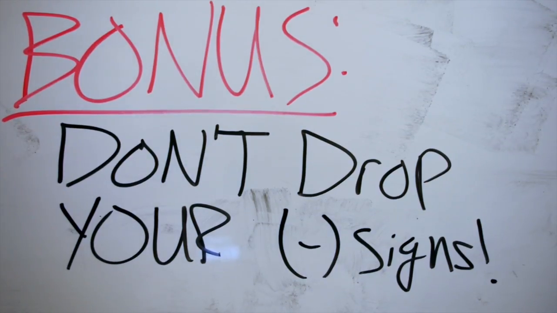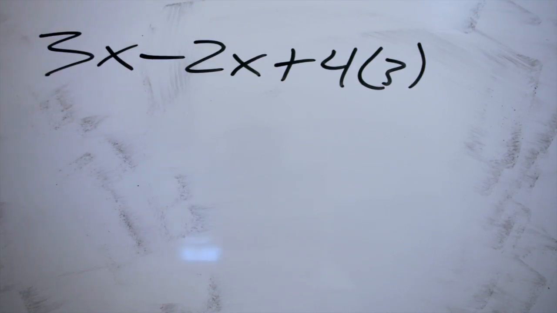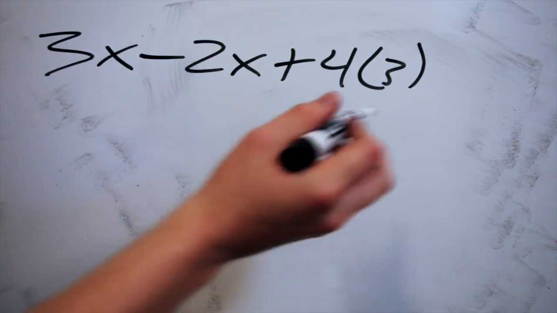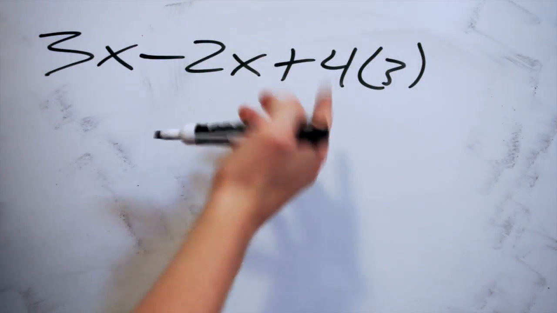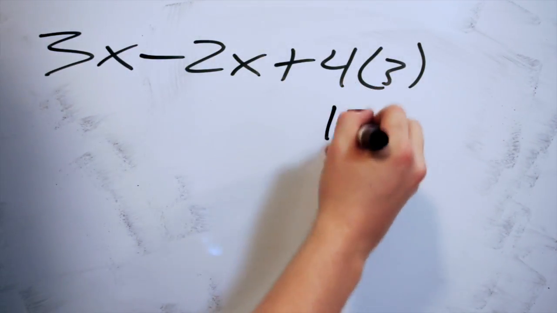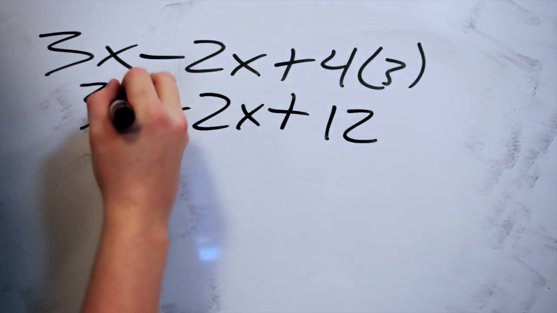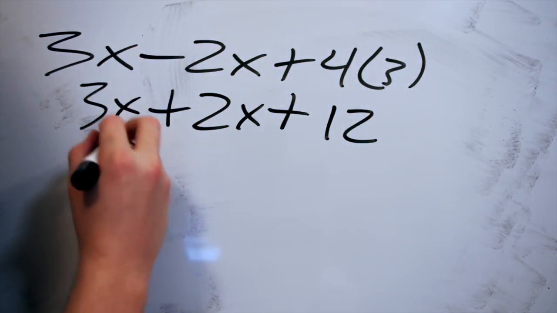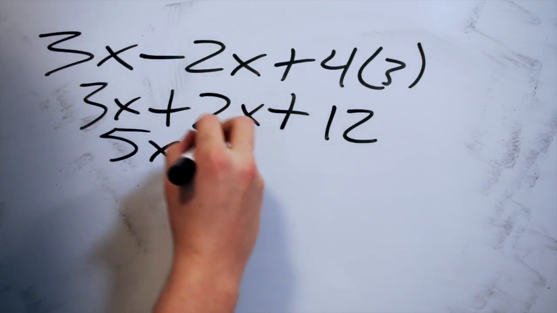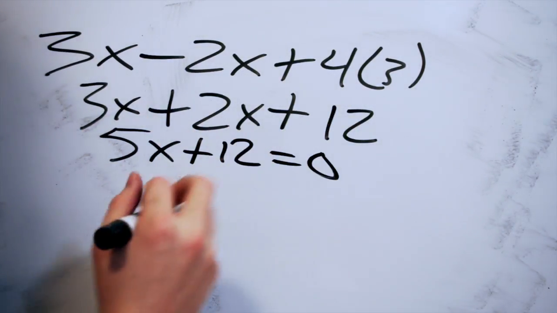Here's a bonus tip in addition to the 5. Don't drop your negative signs. They're super important. Why would you do that? Alright, so we have 3x minus 2x plus 4 times 3. So I'm a happy student on a test. I'm just going to be like, oh, okay, that's a 12 right there. So I'm going to bring everything else down, and guess what? You dropped the negative sign. So now we're going to have the wrong answer, which is 5x plus 12 is equal to 0.